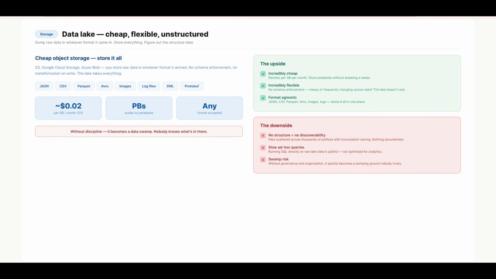The upside is it's incredibly cheap and incredibly flexible. S3 costs a couple cents per gigabyte per month. You can store petabytes without breaking a sweat, and there's no schema enforcement. So if your source data is messy or changing frequently, the lake doesn't care. It takes everything. The downside is that without discipline, it becomes a data swamp. Nobody knows what's in there, nothing is documented, files are scattered across thousands of prefixes with inconsistent naming, and querying it directly, just running ad hoc SQL, is slow and painful because the data isn't optimized for analytics.